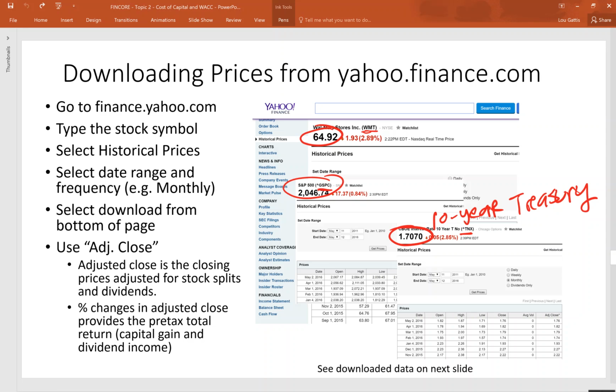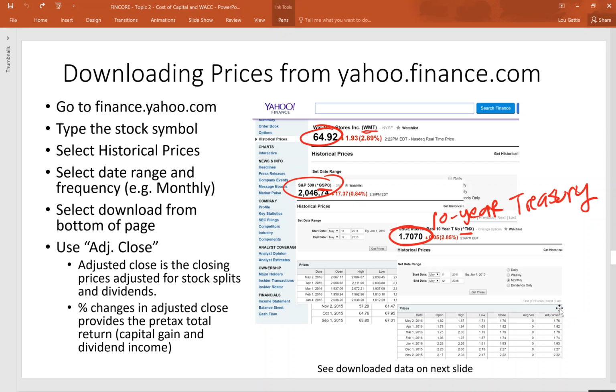So I've done this download for you, but to give you an idea, I went to yahoofinance.com. I typed in the Walmart stock symbol, WMT, at the top of the page. I then clicked on historical prices. I selected a date range, May 2011 to May 2016. I selected monthly prices, and I downloaded the data into Excel, and all I captured was the adjusted close price.